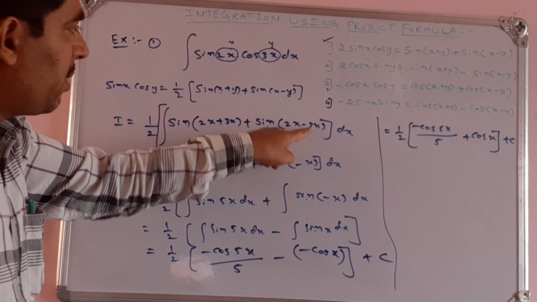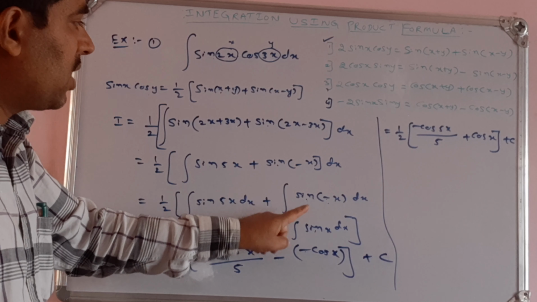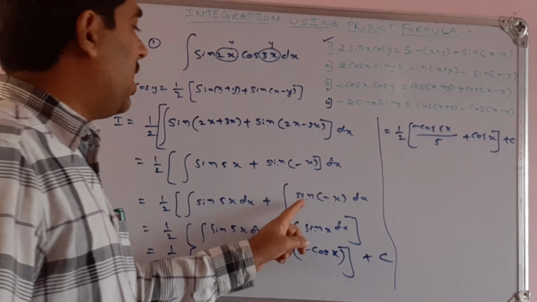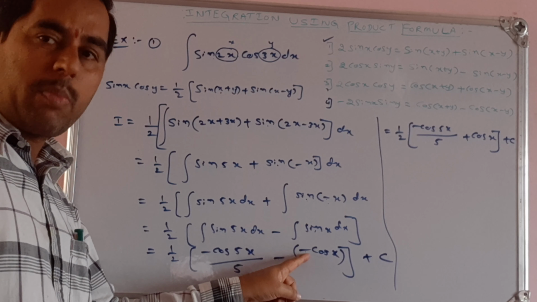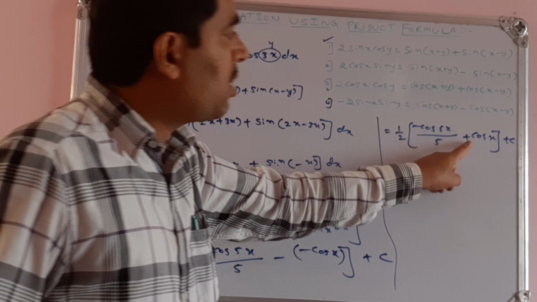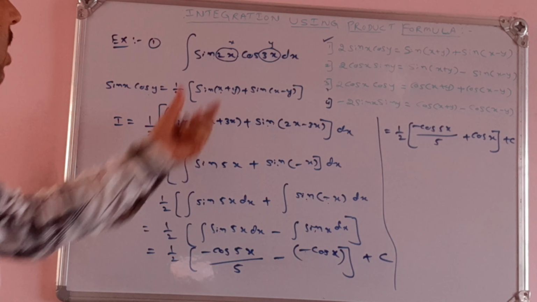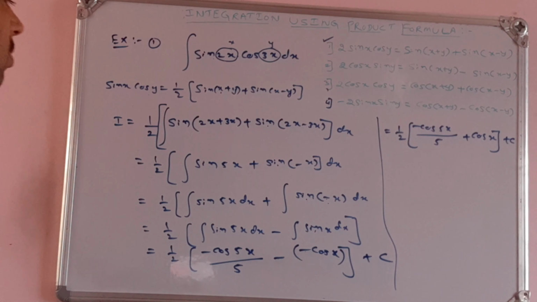So substitute here, 2x minus 3x is minus x. Sin of minus x is nothing but minus sin x, because sin of minus theta is minus sin theta. So that becomes minus. So integration of sin x is what? Minus cos x. So then that will be minus into minus plus, that will be cos x. So similarly, we can make use of the remaining formulas.